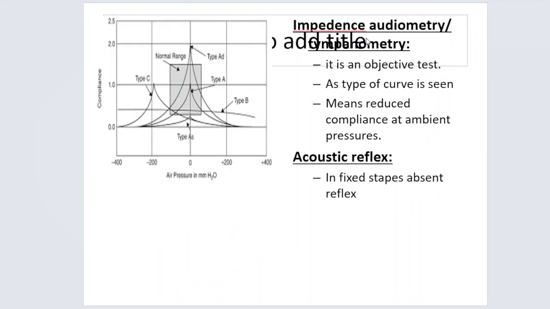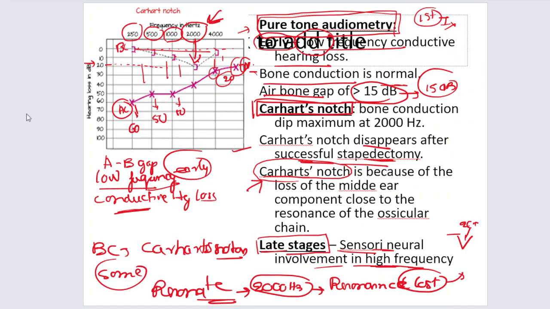Coming to impedance audiometry. One important point: pure tone audiometry is called subjective because we give a sound stimulus to the patient, and the patient hears it and responds to the sound stimulus. So not all patients will respond equally. Some may respond better, some may not respond as well. So that's not an objective test. We cannot depend much on it, but it definitely gives you an indication.